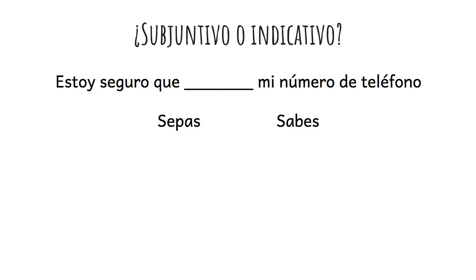Número 2. Estoy seguro que sepas o sabes mi número de teléfono. Sabes. We're using the indicative here because I'm saying I am sure that you know my telephone number. Since I am sure that you know this information, it is not doubtful, and therefore we do not use the subjunctive.